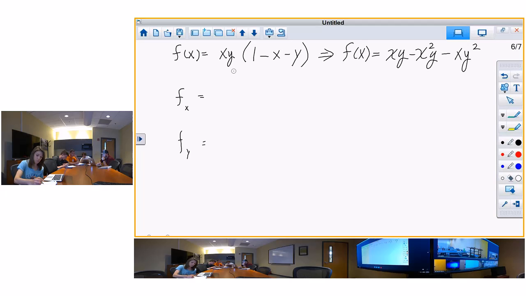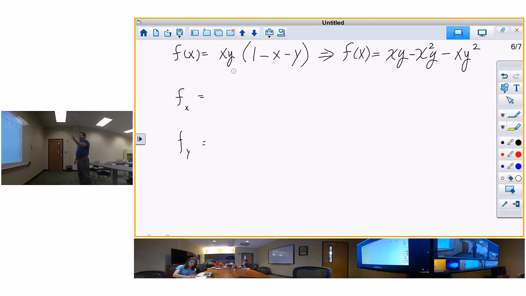All right, so for the derivative with respect to x, we're going to take the respective x terms and take the derivative of the x and leave the y as a constant, right? So what will the first one be? That'd be 1 times y, minus y times what? 2x.